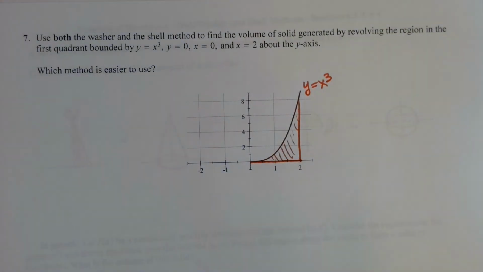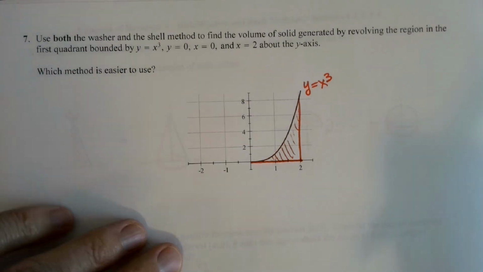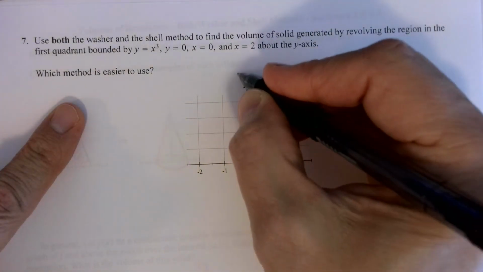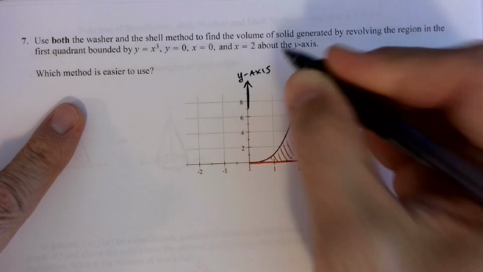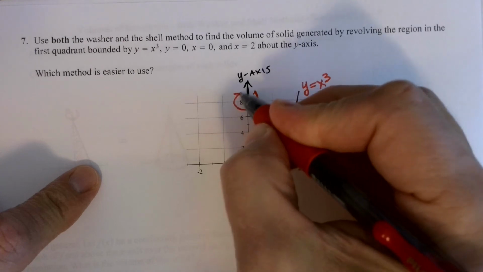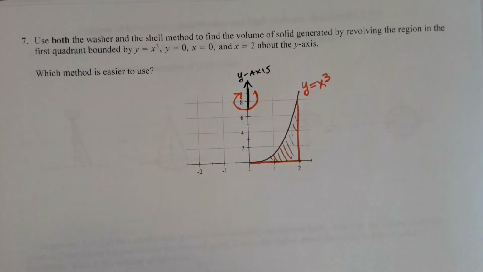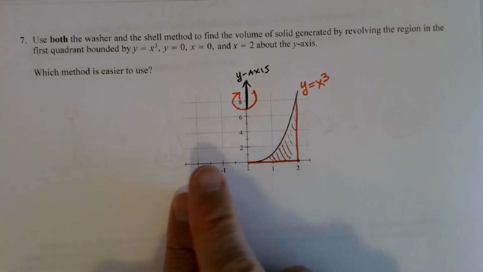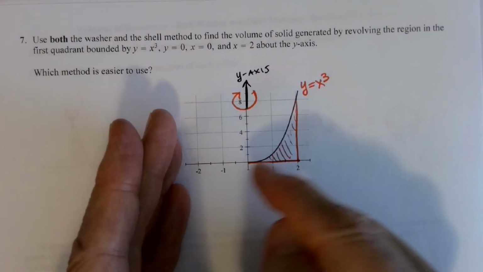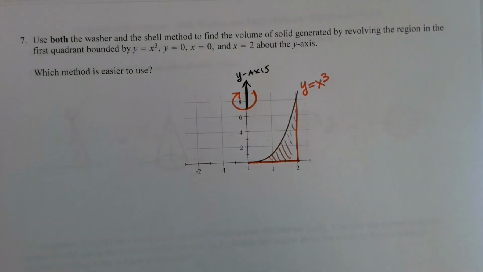Okay, so first, we're rotating it about the y-axis here. So here's the y-axis. We want to rotate it about the y-axis. Hopefully you can visualize that solid. On the outside it looks like a cylinder, but inside we've got this bowl shape in the middle of it.